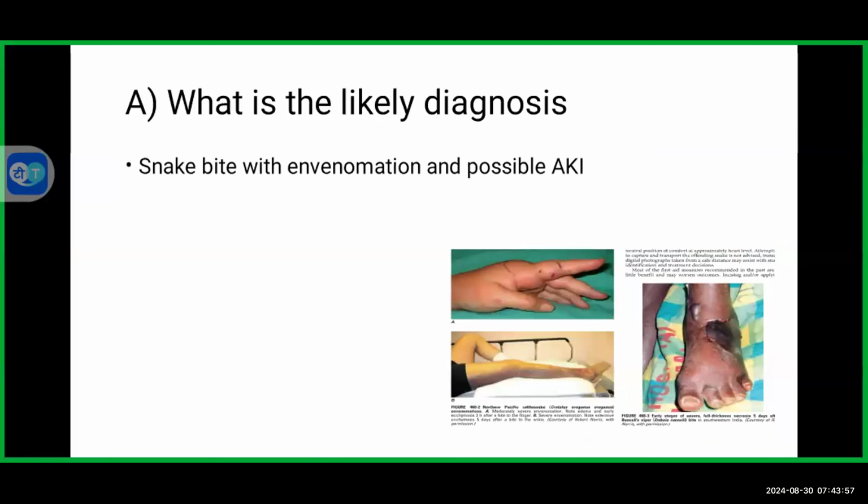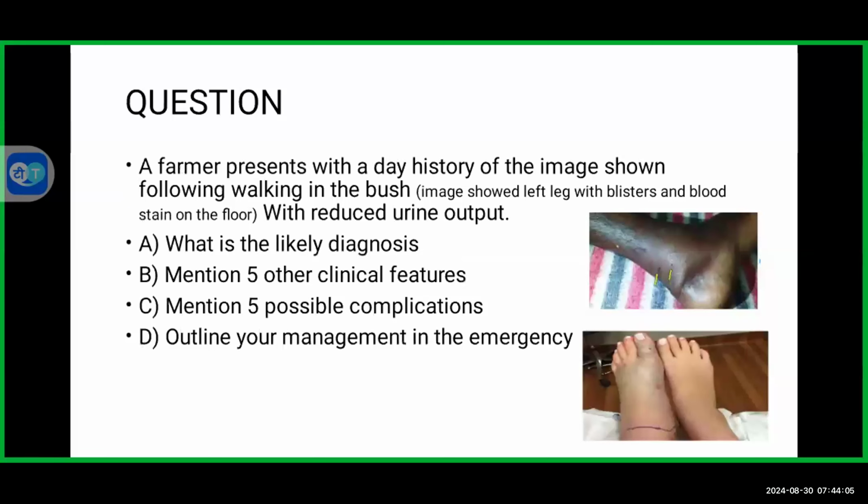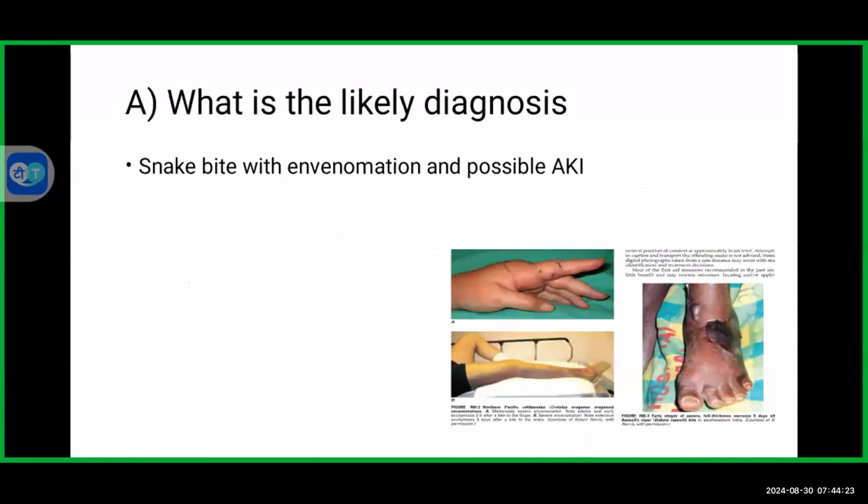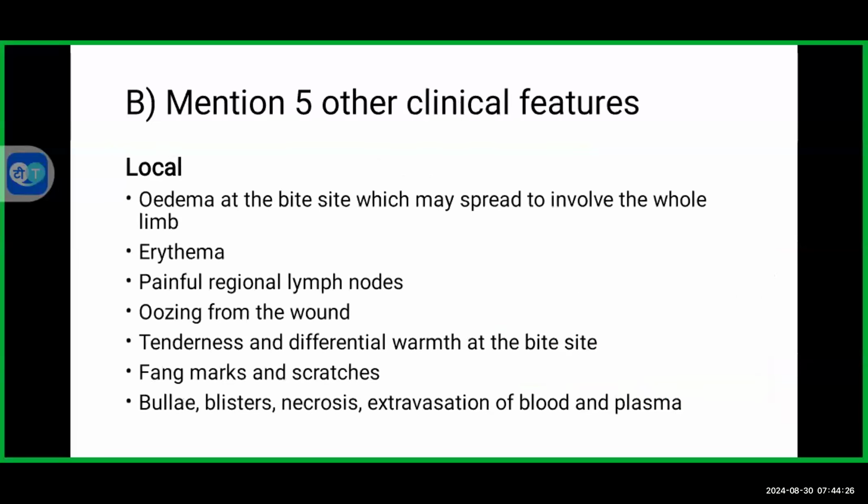My likely diagnosis is snake bite with envenomation and possible AKI, because he is a farmer, which is a risk factor. He was walking along a bush path, which is a risk factor for snake bite. Then he had blisters on the leg and blood stain, which shows a sign of severe envenomation, and reduced output, even if it wasn't said to be oliguria or anuria. That's why I thought of possible AKI. Then mention other clinical features.